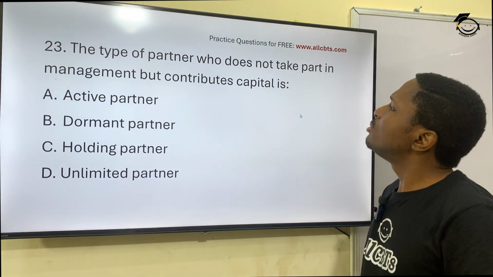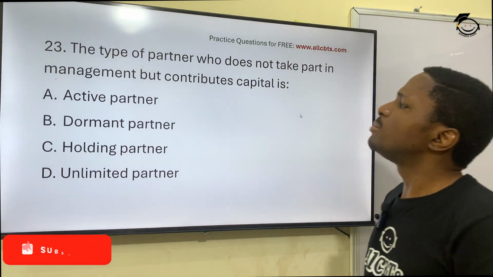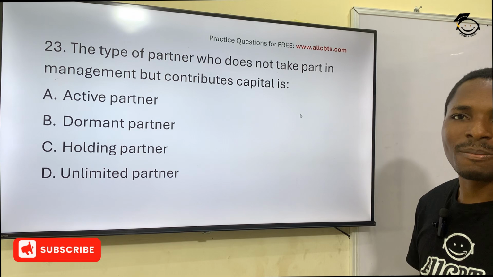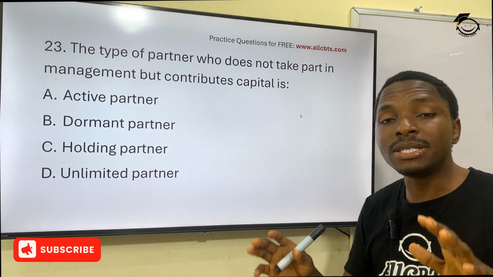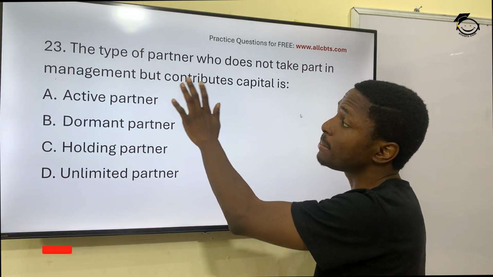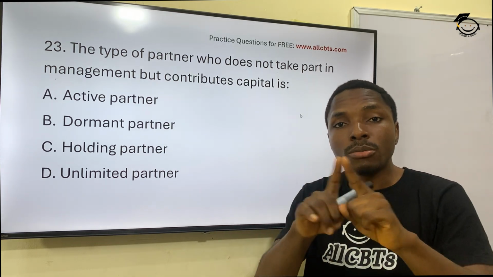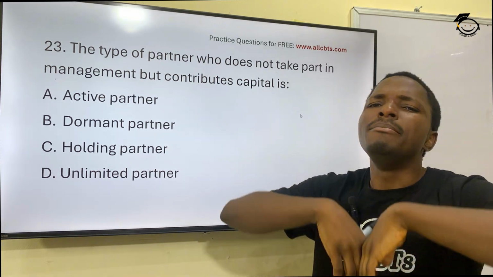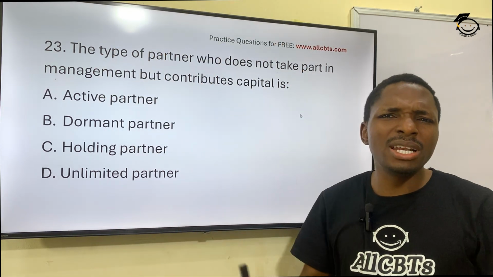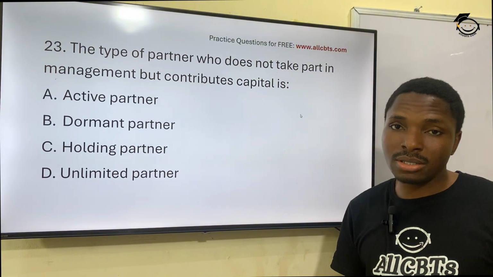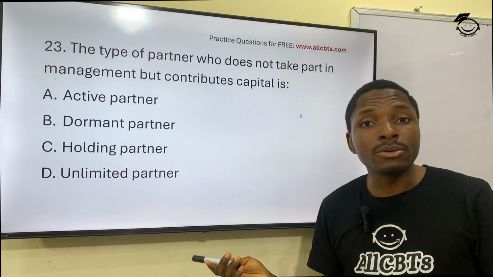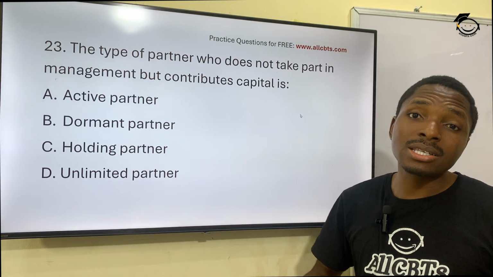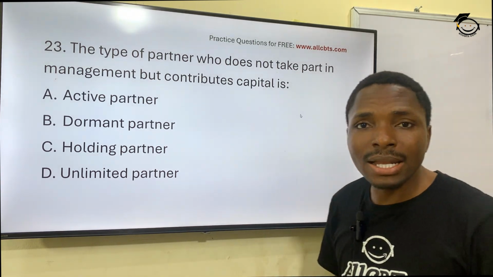23. The type of partner who does not take part in management but contributes capital. This is another interesting question. So there are some partners in business. What is partnership? This kind of business is a partnership business where two people come together to establish and run a business. Most very large corporations are partnership businesses. I'll give you an example: Access Bank PLC. It's not owned by one man. It's a partnership business. There are stakeholders or partners.